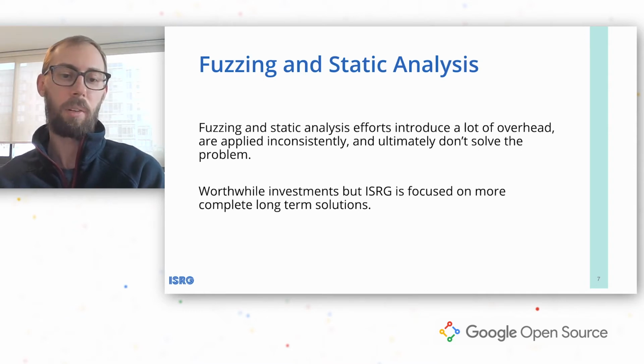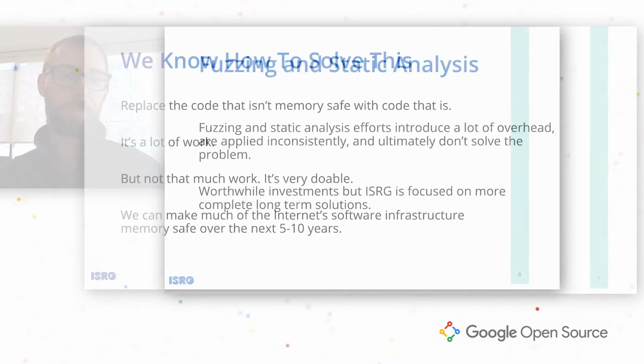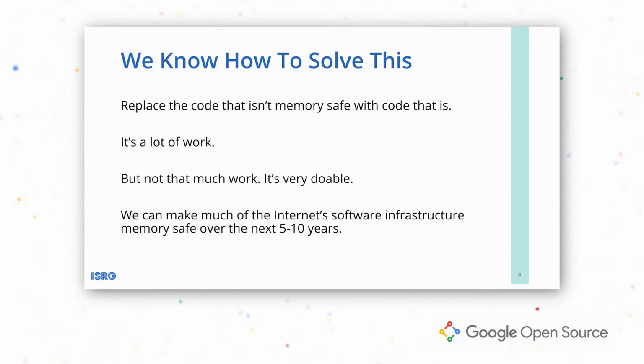We're trying to work on a more complete long-term solution. We know how to solve this problem. That's what makes it so frustrating. Like I said, so many vulnerabilities are due to memory safety, and it's not like it's a problem we don't know how to solve. It's just a lot of work. We have to replace the code that isn't memory safe with code that is memory safe. We know how to do it. We have the tools. So let's get to work. And even if it takes us 5, 10, even if it's 15 or 20 years, the internet is not going anywhere. We have a long time horizon for these kinds of big investments to pay off.